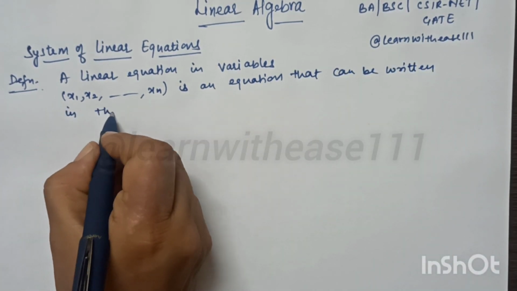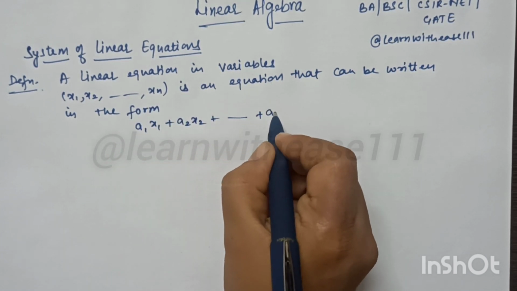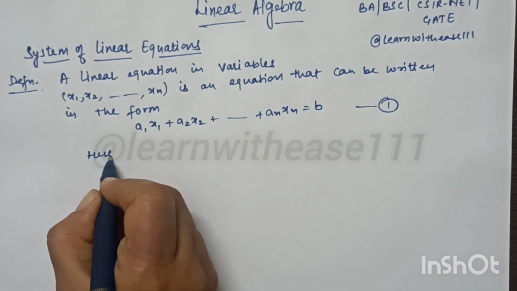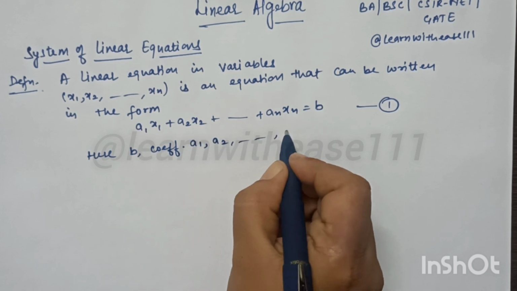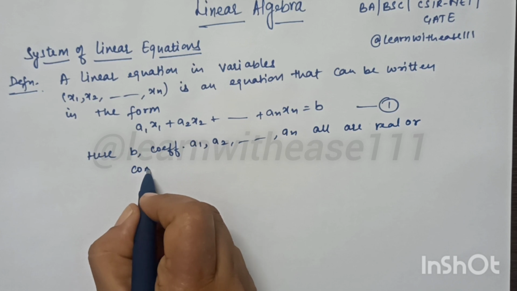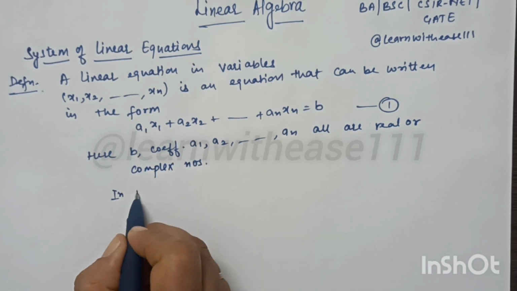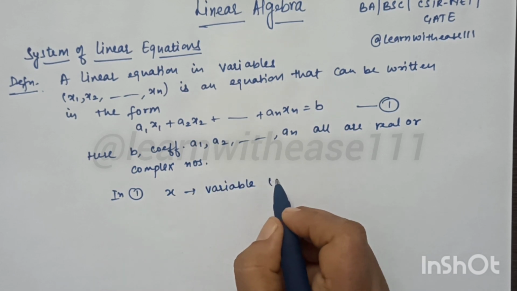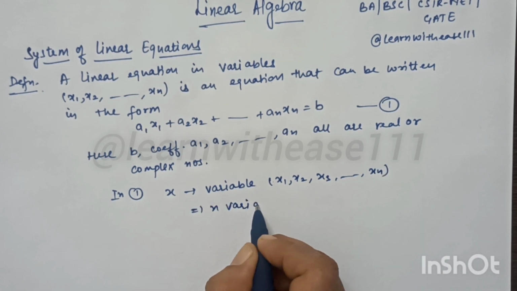A linear equation in n variables, x1, x2 up to xn, is an equation that can be expressed in the form a1 x1 plus a2 x2 plus up to an xn is equal to b. Here b and the coefficients a1, a2 up to an are all real or complex numbers, and they are known to us. X here is a variable which is n dimensional, x1, x2 up to xn. N here is any positive integer.